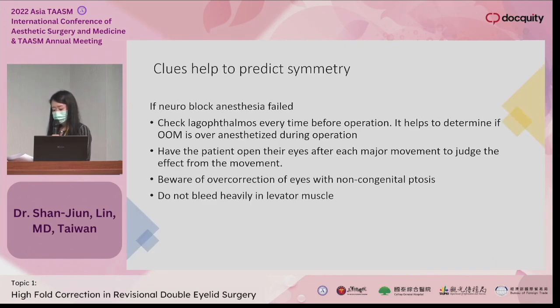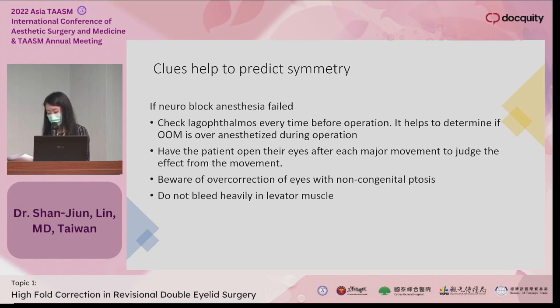If neuroblock anesthesia fails, there are clues that help to predict symmetry. Check lagophthalmos every time before surgery. It helps to determine if the orbicularis oculi muscle is over anesthetized during operation. If there was no lagophthalmos before surgery and both eyes closed at the same speed, but during operation, especially after one movement you add more anesthesia, one eye becomes more lagophthalmic without any more levator advancement, that indicates that the orbicularis oculi is anesthetized.